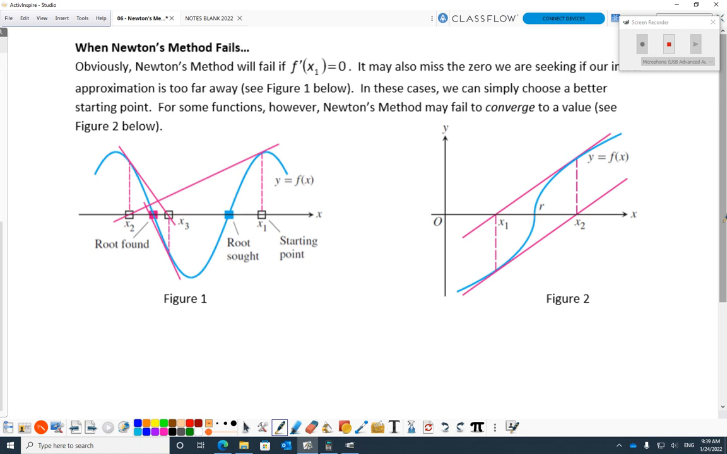Just be aware that those are out there, that Newton can fail, and the answer to both is just get a better guess. You know, move a little left or right and find a better guess, and that should help you get your actual answer. Oh, that's it. Any questions on Newton's method?